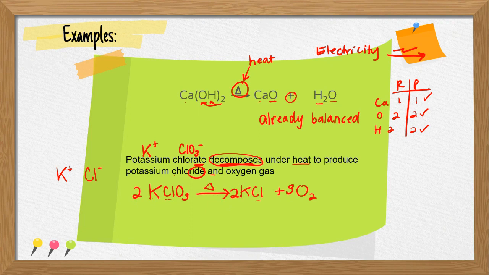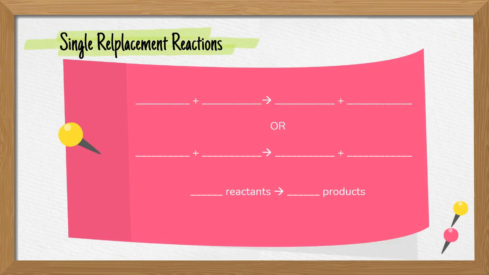All right, and then we're going to look at one final type of reaction. This is our single replacement reaction. Single replacement, there are 2 different ways it could happen.